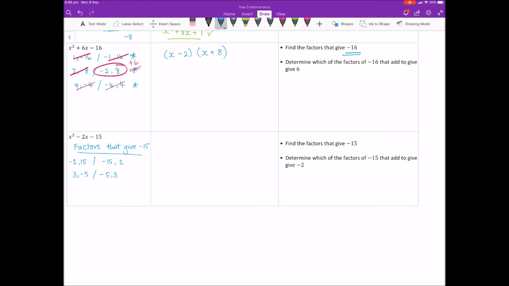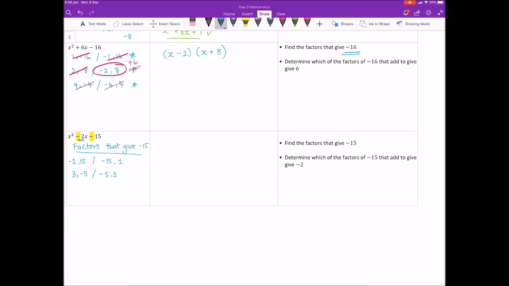Taking a look at these 4 combinations now, we need to work out which one of these, when added together, gives us negative 2. It's really important you take note of the operation in front of the number, because that'll imply whether or not the number is negative or positive. So if we look back at our combinations again, negative 1 plus 15 does not equal negative 2, so we can cross that out. Just like negative 15 plus 1 does not equal negative 2. Then we have 3 plus negative 5.